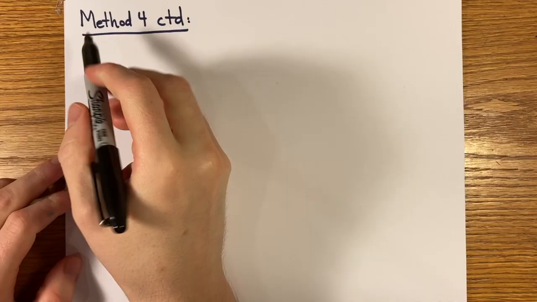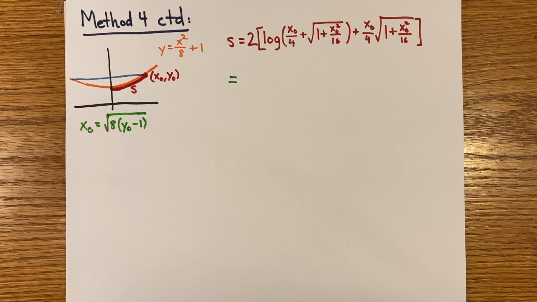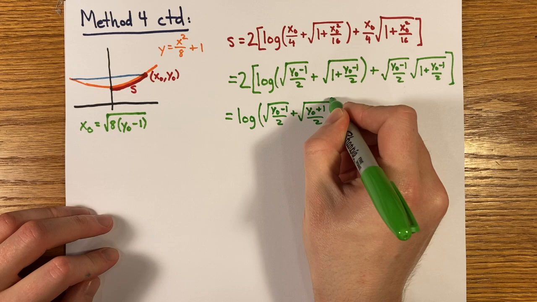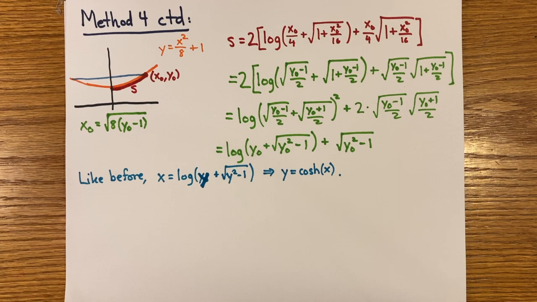To recover the expression for the catenary, remember the geometric setup. We should write the parabolic arc length in terms of the height y. After more algebra, we get that the length is log of (y plus square root y squared minus 1) plus the square root of y squared minus 1. For y as a function of x, we invert like we did before, and you find that y equals (e to the x plus e to the minus x) all over 2, or cosh of x.